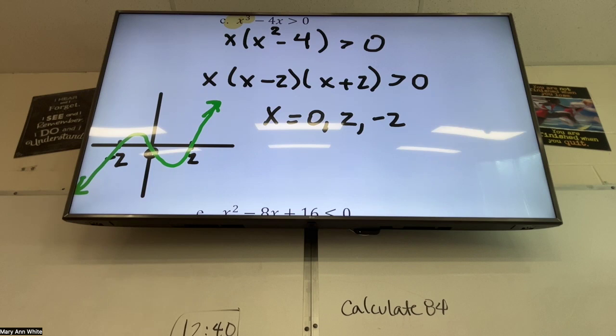Again, this is a little bit ahead because we're going to spend time on this in chapter 2. We'll spend a whole day graphing polynomials. So if you forget this, that's okay. But this is what the graph should look like.